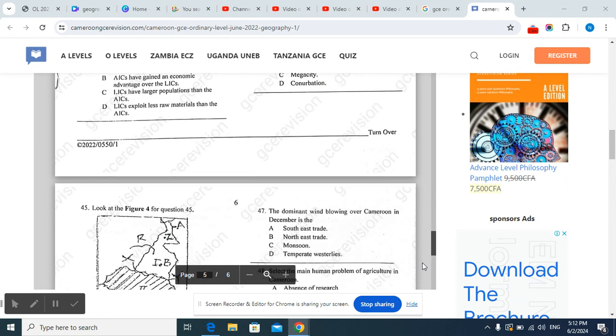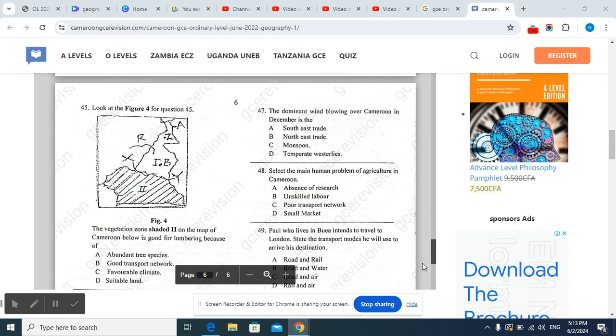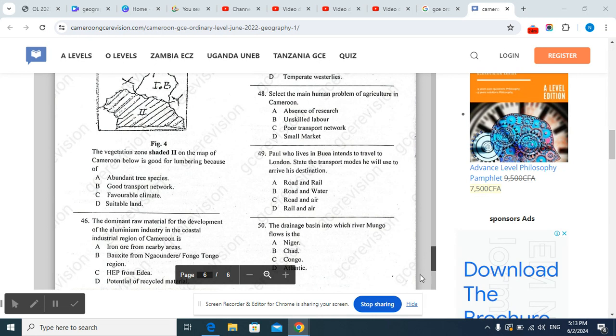Question 45. Look at Figure 4 for question 45. The vegetation zone shaded 2 on the map of Cameroon below is good for lumbering because of... The answer is A, which is abundant tree species.